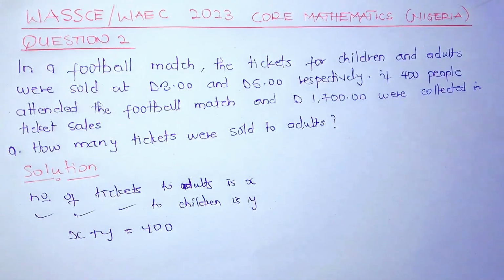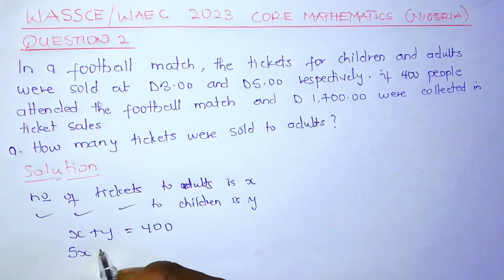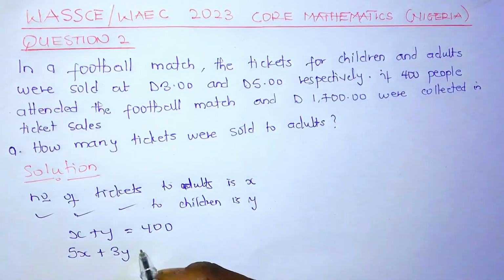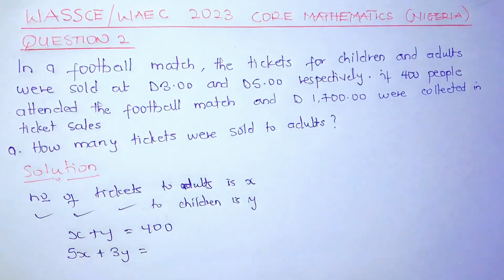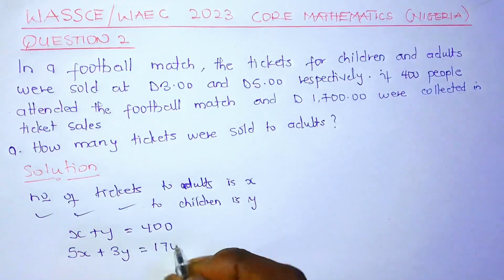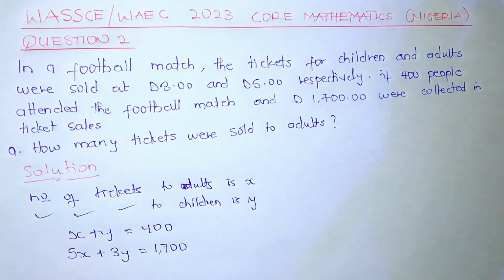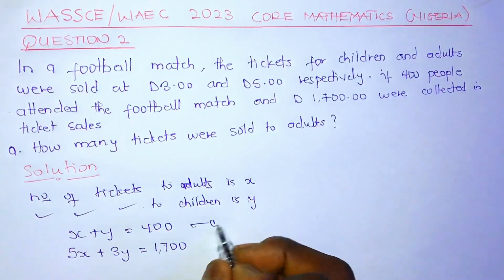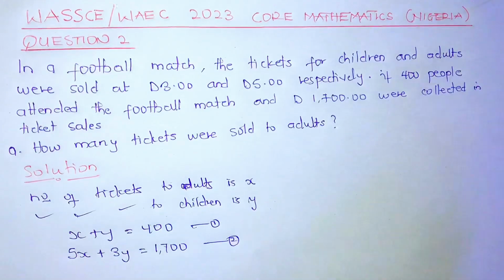And about the money, $3 and $5 respectively. So children is $3, adult is $5. So let me write the adult first. So $5X plus the children is $3Y. And an amount of $1,700 were made. So 1700. So we have two equations, equation 1 and equation 2.